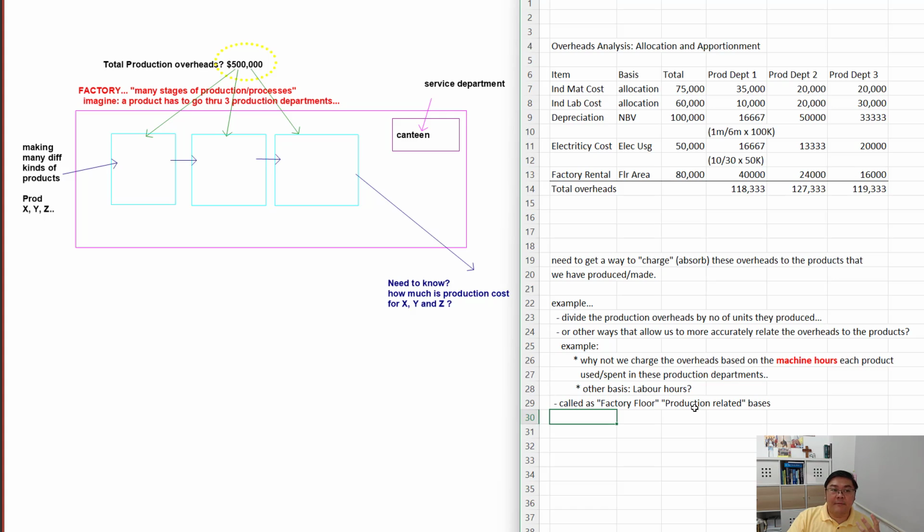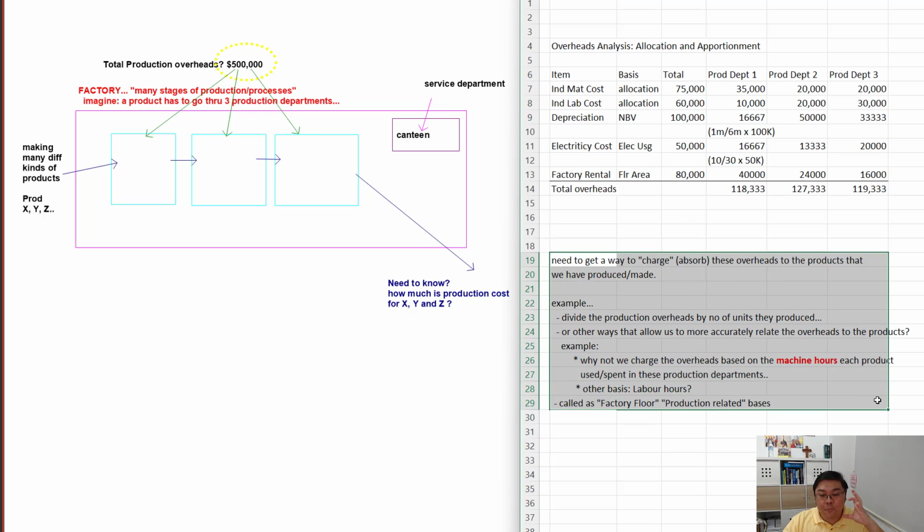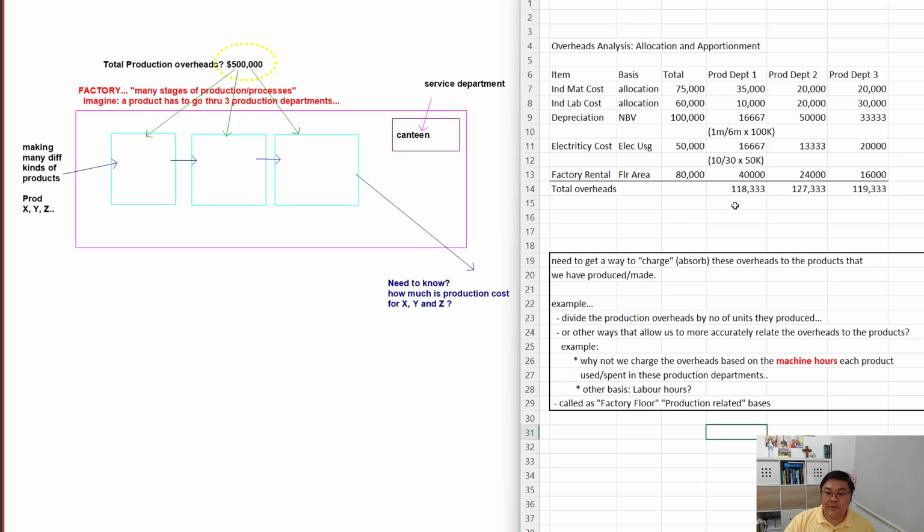Now, that by itself has its own drawback. That's why in the future we're going to see another approach for overhead analysis, which is argued to be more accurate, called activity-based costing. So now we have these in mind, that we want to find a way so that we could charge these overheads into the products.